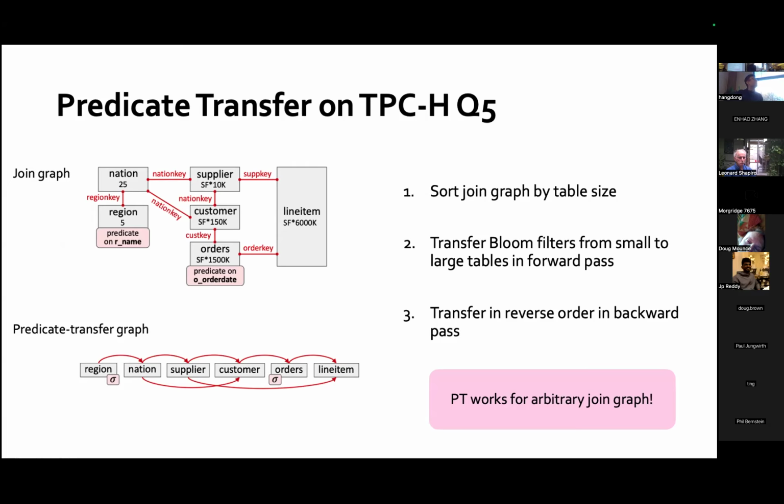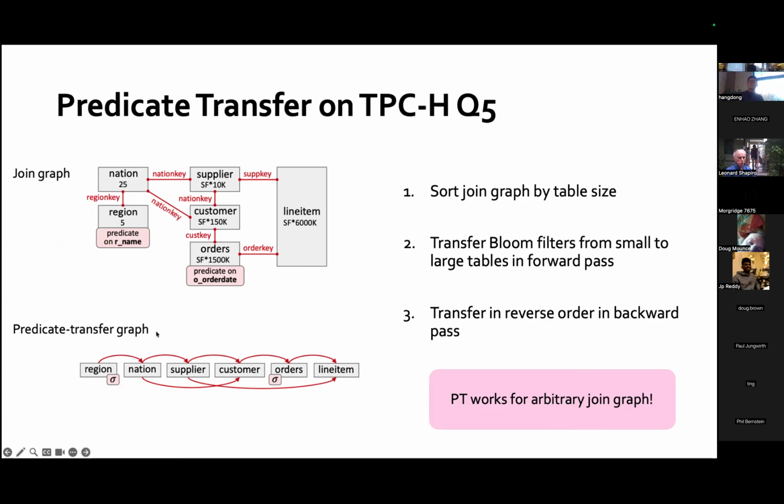What are the Bloom filters over, and what does it mean to transfer Bloom filters? Yeah, I should make that point clear. For example, here I'm creating a Bloom filter on the region table. Because region joins with nation, I pass that Bloom filter to filter nation. So now nation gets filtered by the Bloom filter from region. Then I create two Bloom filters from nation: one passes to supplier and one passes to customer. Then supplier gets reduced because of nation's Bloom filter, and you keep repeating this process until you hit line item. So this is one pass, the forward pass, and then you revert it for the backward pass.